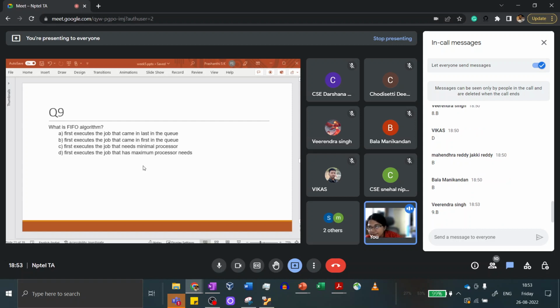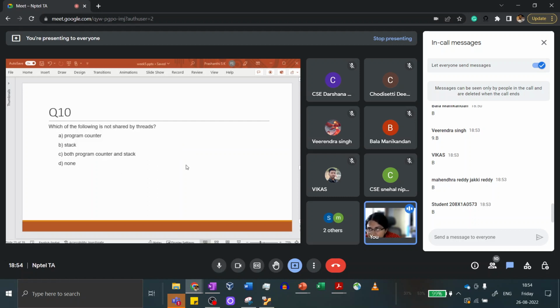B, first executes the job that came first in the queue. Great. Anyone else? B. B. Great. So I think there's consensus on B. So it is first executes, as FIFO stands for, right? First in, first out. So whatever came first, you execute that, and typically that data structure is a queue. So I don't think this needs further explanation.